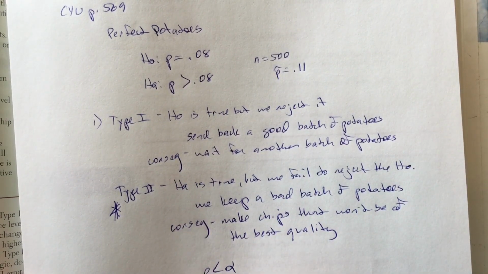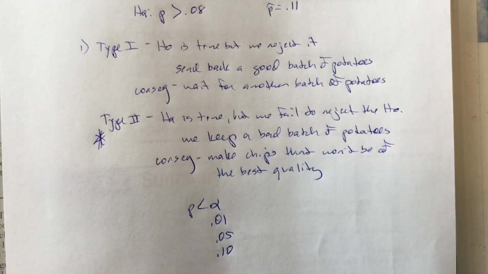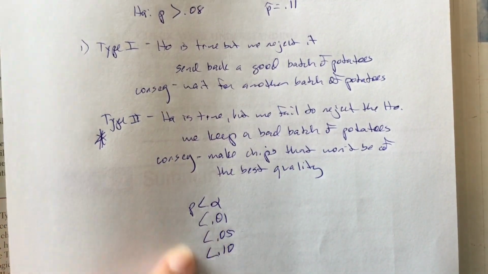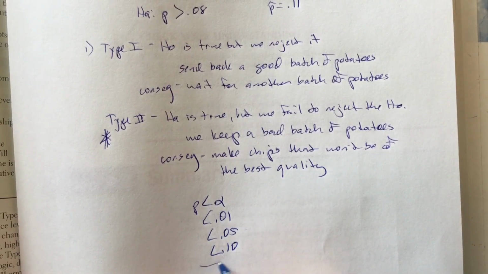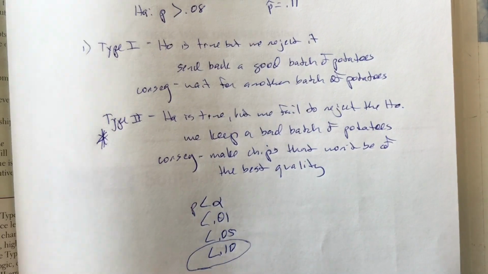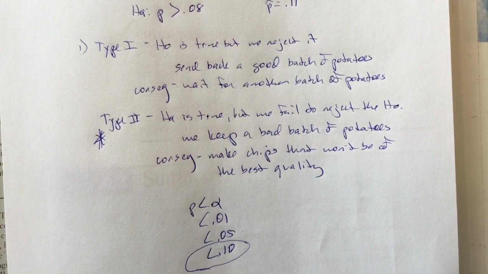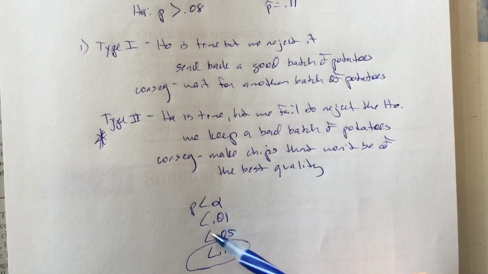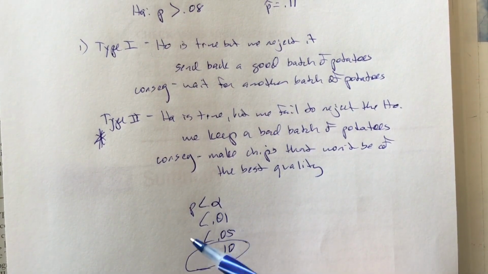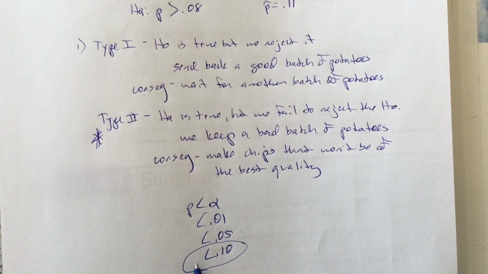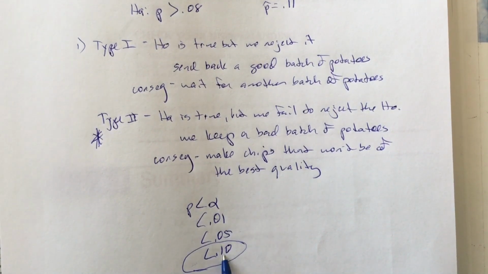So if I have these three different alphas, I want to ensure that my P is low. This one will give me a better chance that my P is low so I can reject the H0 and send back a bad batch and not have to commit a type 2 error. If I chose an alpha of 0.01, that probability had to be really, really small to be less than 0.01. But over here, I've got more opportunity for different probabilities that'll be less than 10%.